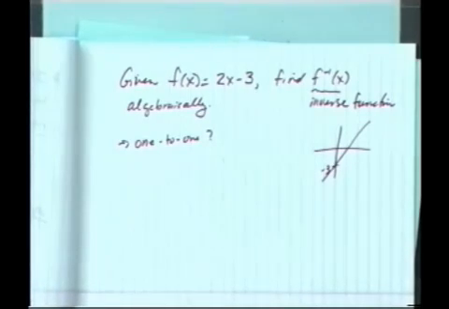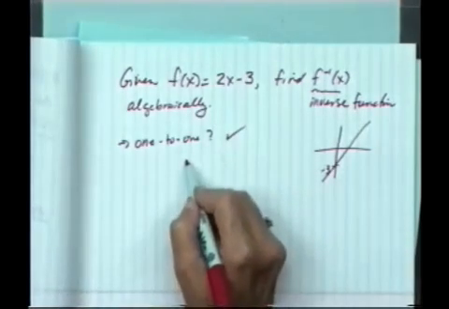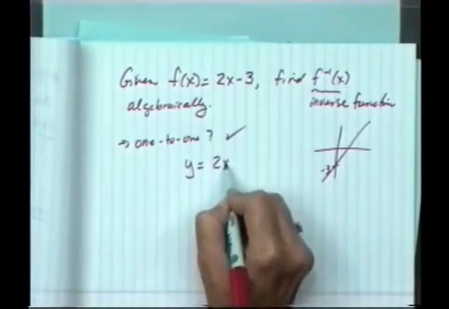Anytime you have a function that is always increasing over its domain, or always decreasing, it's going to be 1-to-1 because the curve is not going to curve back around and fail the horizontal line test. Okay, so it's 1-to-1. All right, so basically we have y equals 2x minus 3.